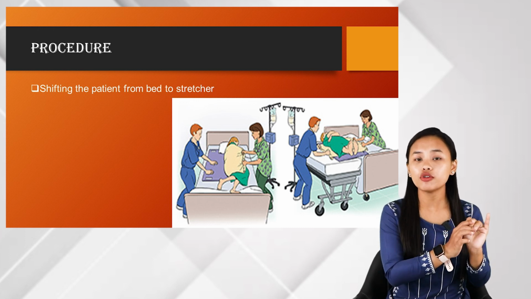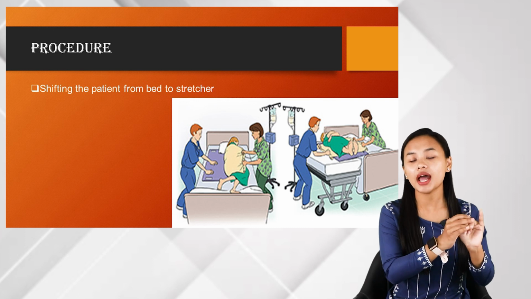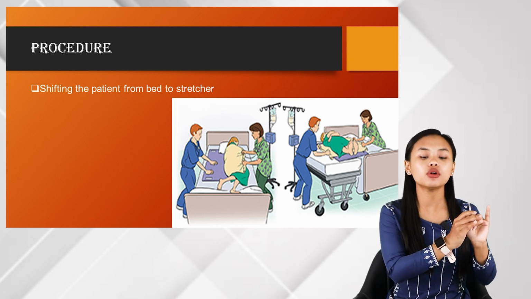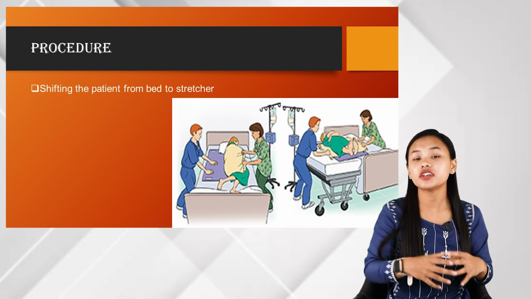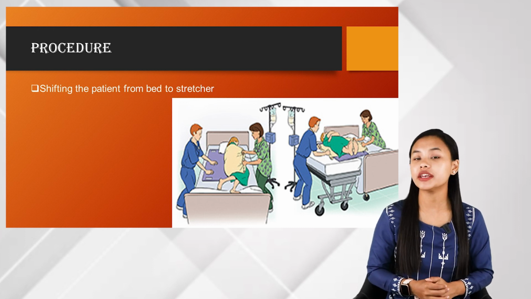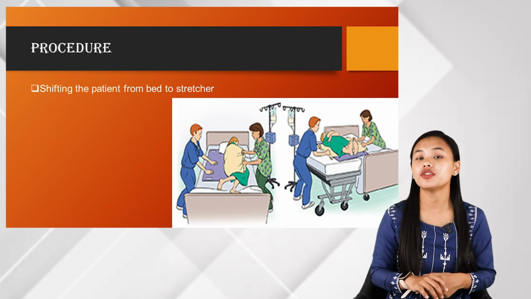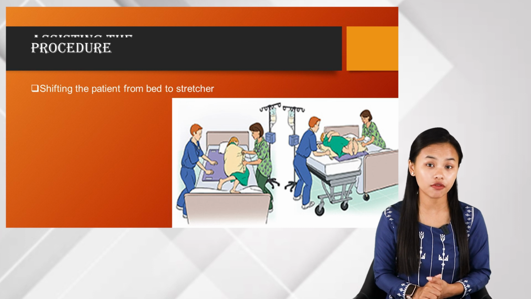And on the count of 4, the nurse must move to the side of the stretcher and stand with a wide base and flexed knees, ready to lower the patient to the stretcher. And at the count of 5, the nurse will then lower the patient to the stretcher in a back lying position. So whenever you need to shift the patient from the bed to the stretcher, these are the various steps that you must follow.